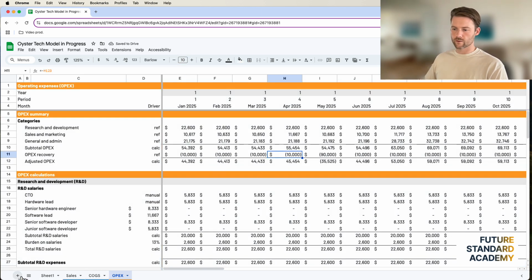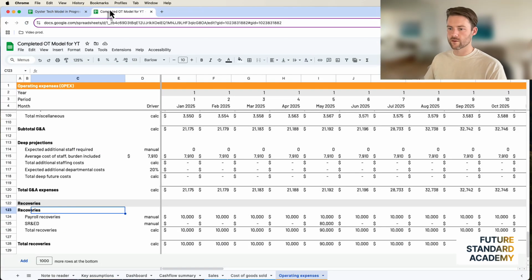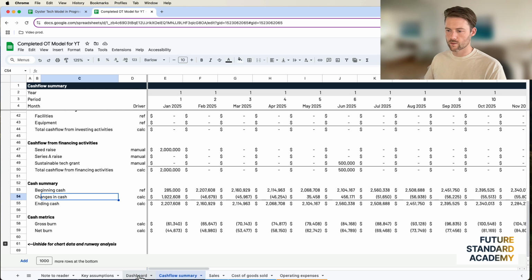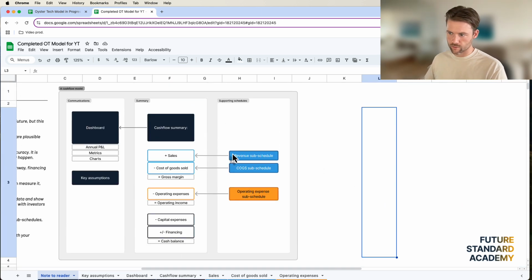One more sheet here, folks. Now we're going to bring this all together. We're going to call this the cash flow summary. Now we've done the supporting schedules. Now we're going to bring all that data into the cash flow summary so we can calculate cash balance.